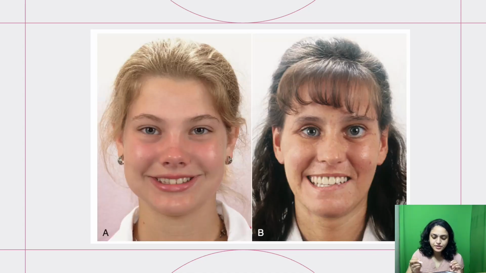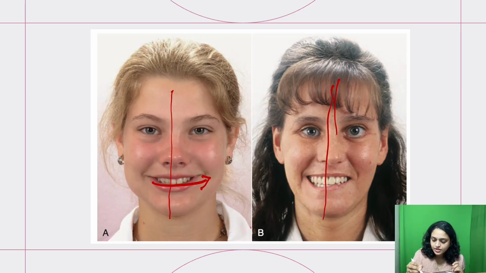So you can see in this picture, this is the patient's midline, facial midline, and the entire arch is rotated towards my right side. So this is called as a yaw. This also you can see, it's rotated towards the left side.